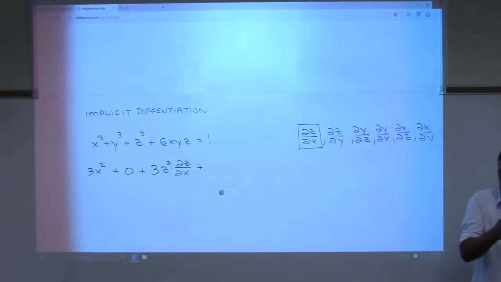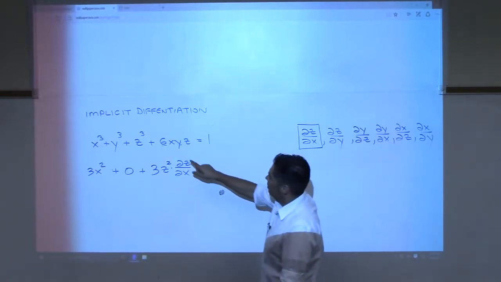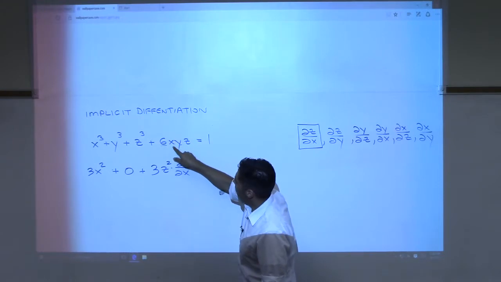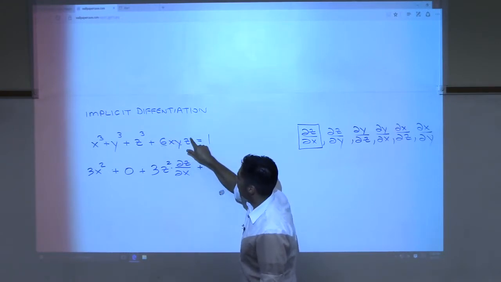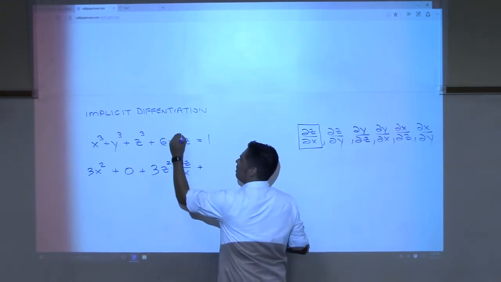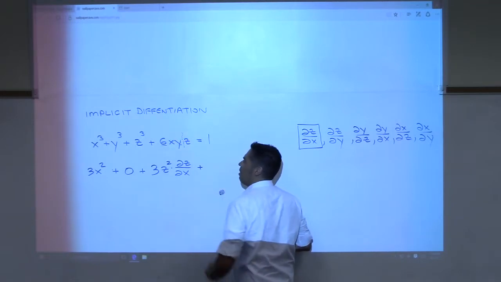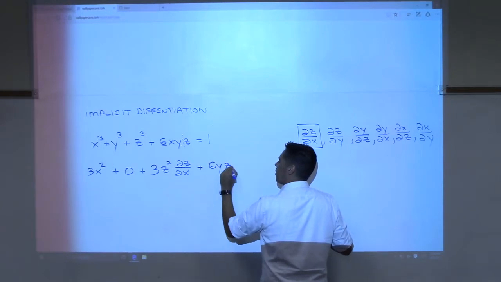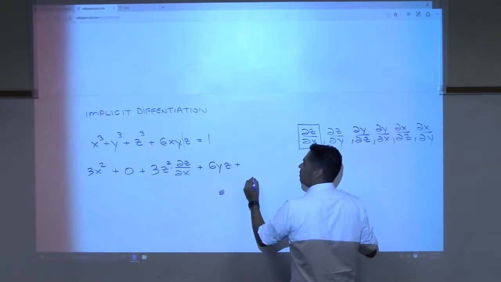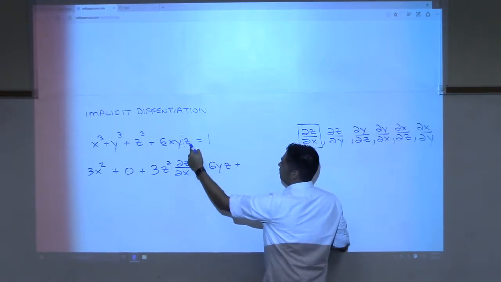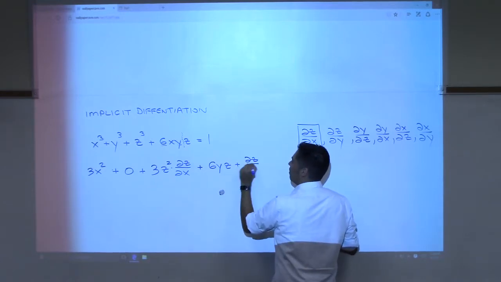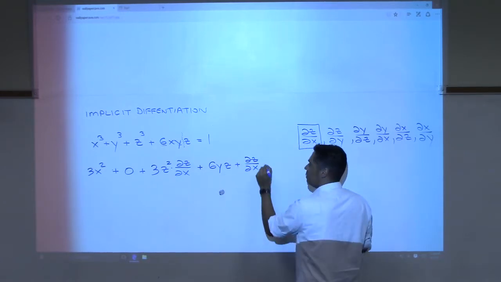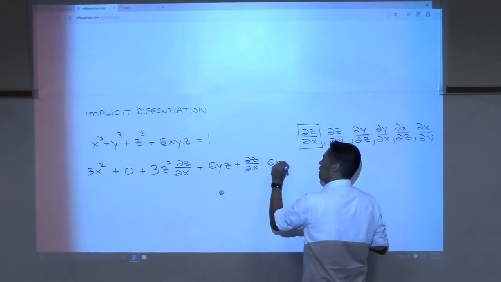Product rule, right? So let's do derivative of this times that, and then plus derivative of this times this. I'm splitting it right here for my product rule. It's 6yz plus our derivative of z is what? One. Partial z with respect to x times 6xy.